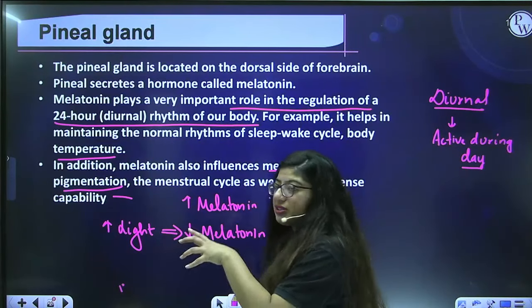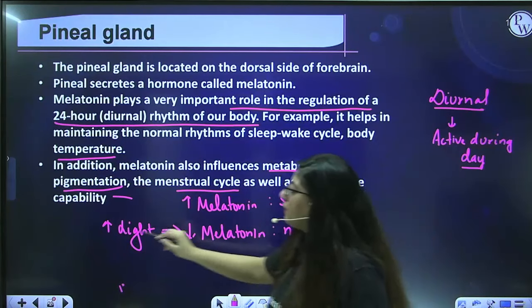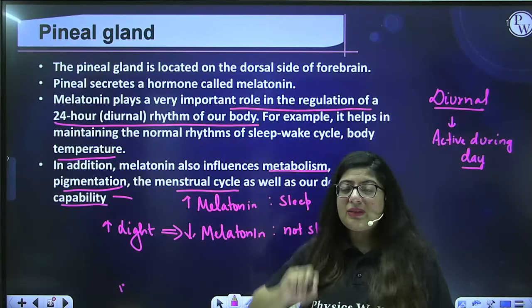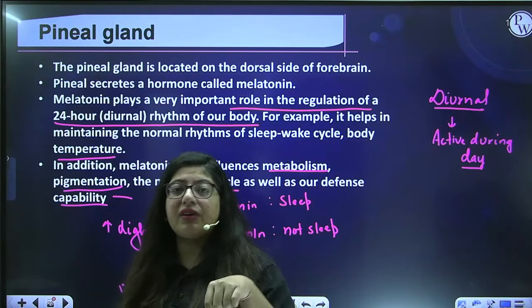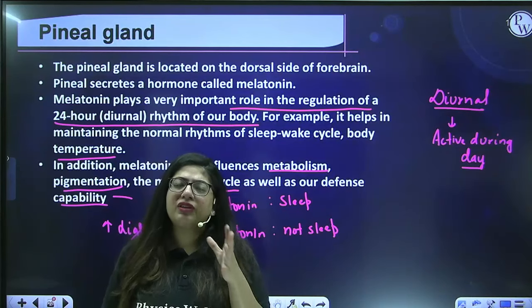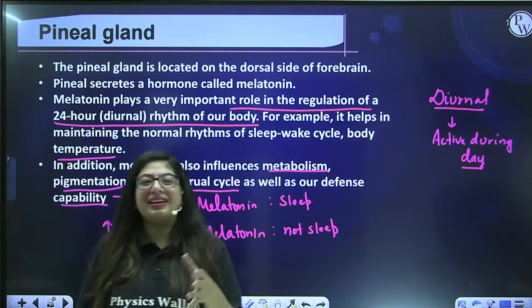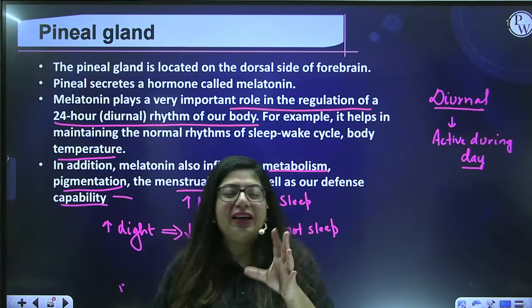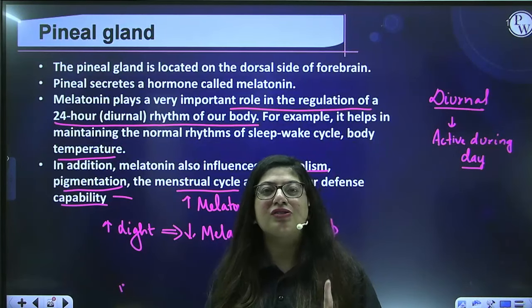But dispersing is done by melatonin. The menstrual cycle as well as the defense system. So if this sleep and wake cycle is disturbed in females, they can also have a disturbed menstrual cycle. Second thing, even if male or female, if the sleep and wake cycle is disturbed, the immune system can also go down.